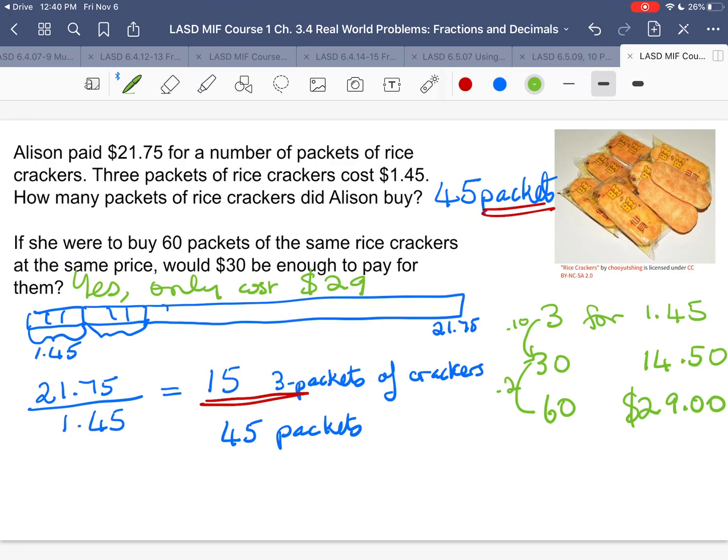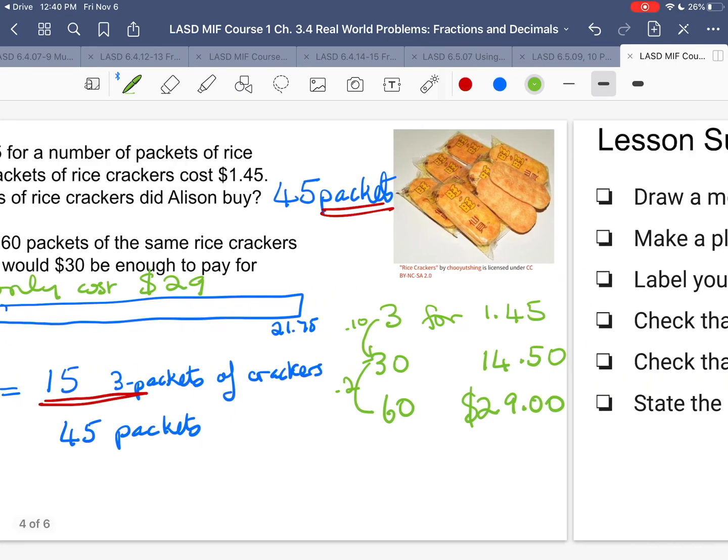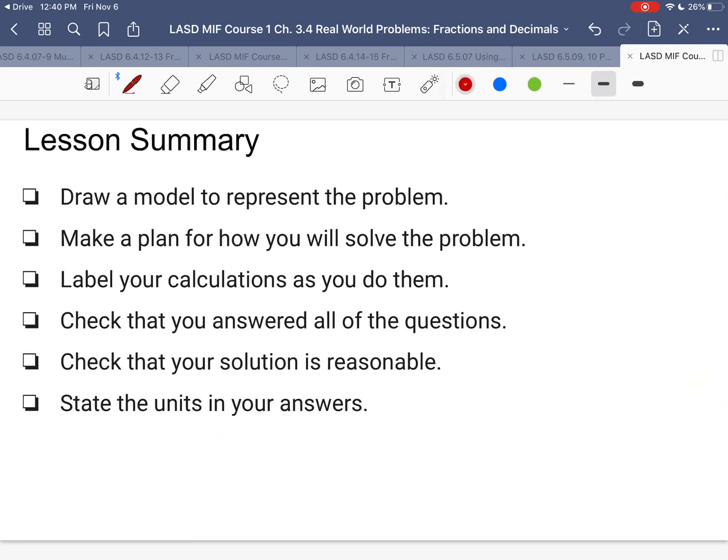So I had a plan. I calculated for 30 first and then for 60, and I noted my units, drew a model, and does it seem reasonable? 45 packets for 21.75 and 60 packets for 29? Yes, those numbers seem about right. So to summarize, it's helpful when you're solving word problems to draw a model, make a plan, label your calculations, check that you answered all your questions.